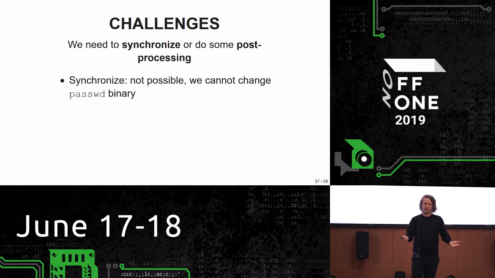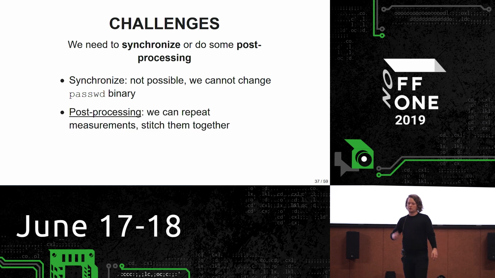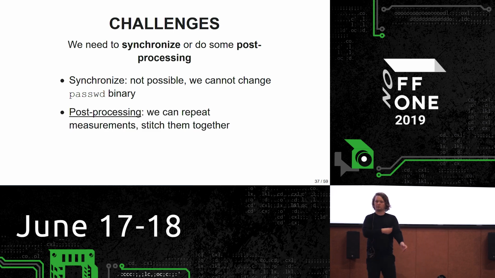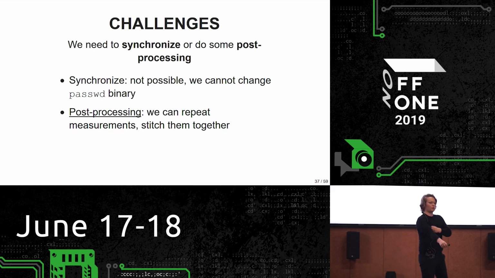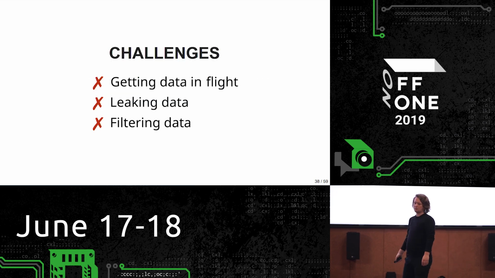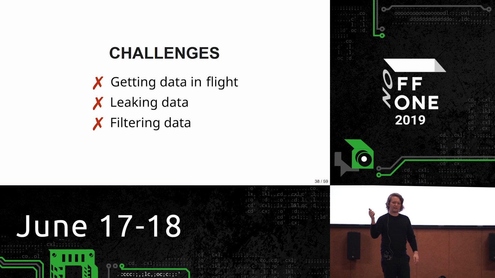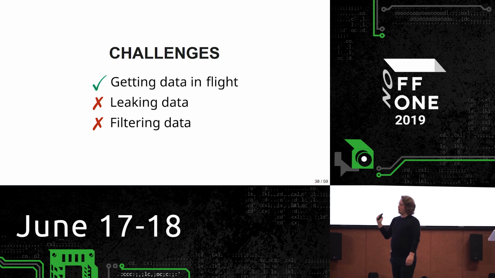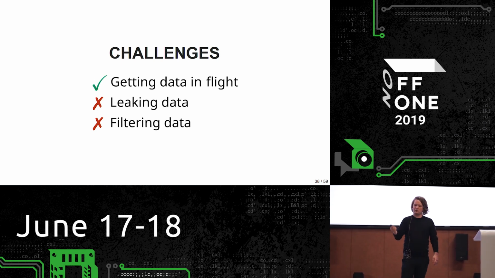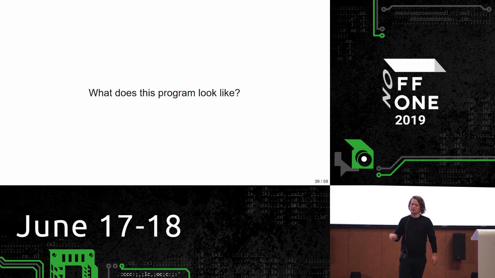First of all, synchronizing, we didn't find any way to do this synchronization because you can't change the binary as an unprivileged user. So we just have to do some post-processing. But note that we can actually repeat the measurement. We can invoke the password utility many, many times. So what we do is repeat it many times and stitch the measurements together. So we have a way of getting data in flight. Well, we can leak the stuff with RIDL, which I will explain now.